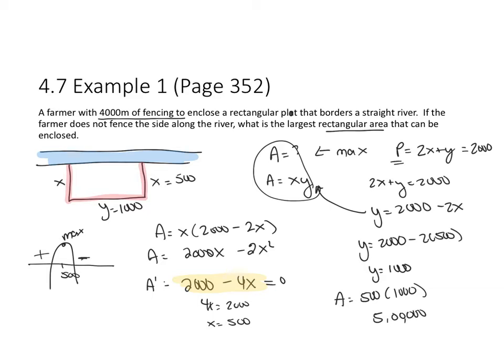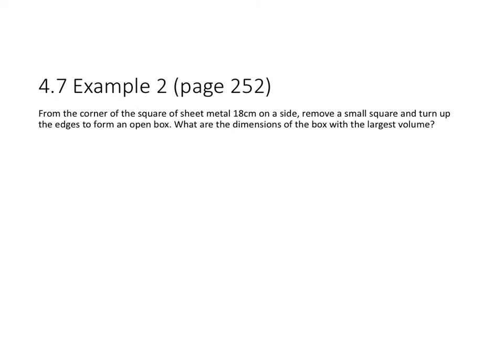Oops. So 500,000. And let's see, that's going to be meters squared. Now in example 2, we're going to have a square sheet of sheet metal with 18 centimeters on either side. We're going to cut off a small square and turn up the edges to form an open box. What are the dimensions of the box?